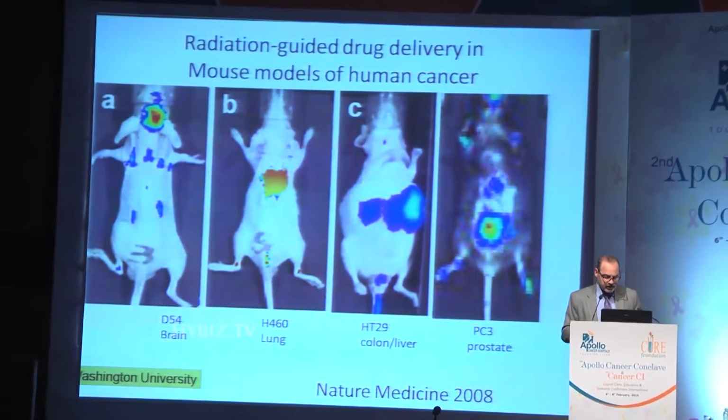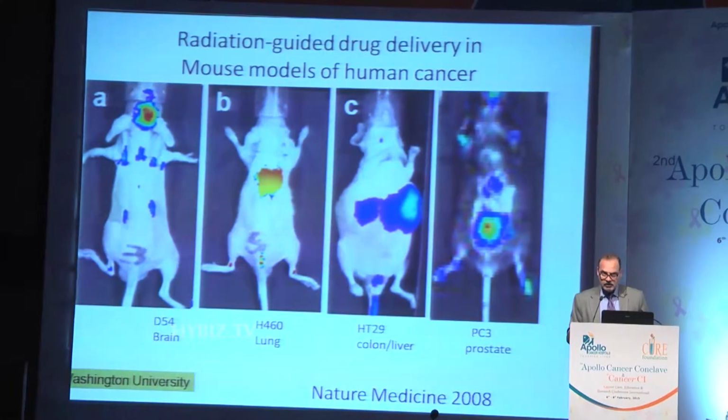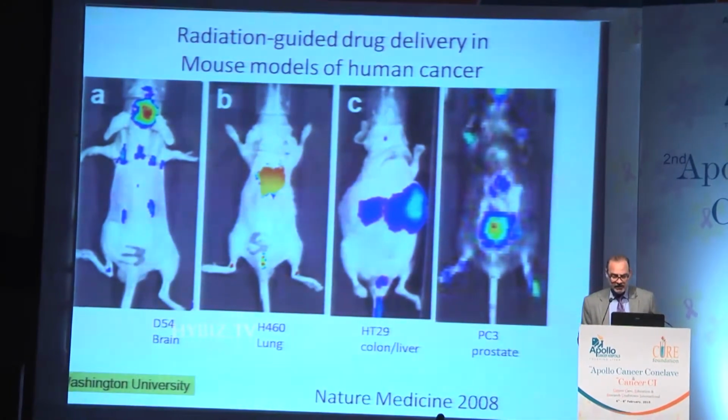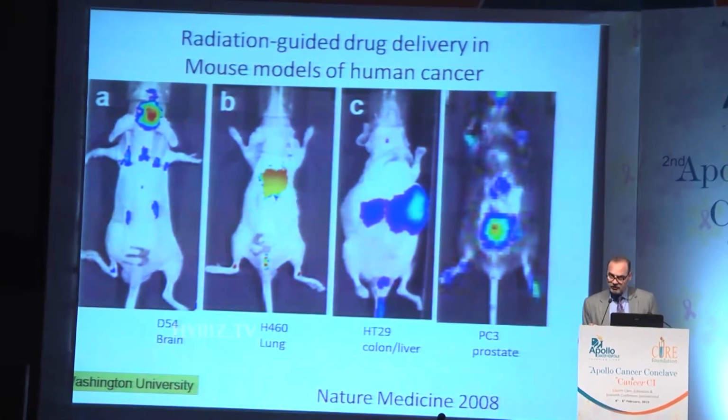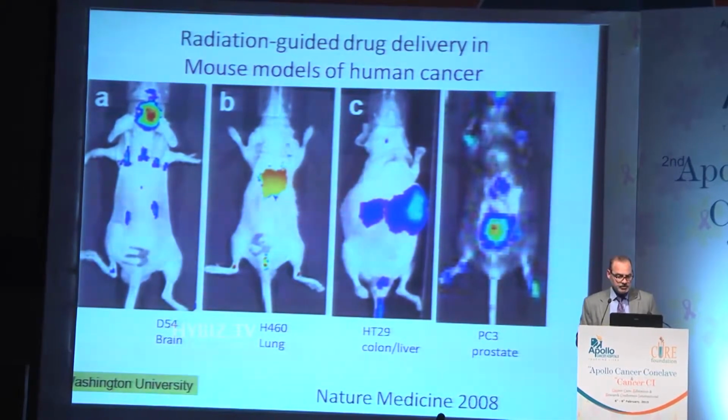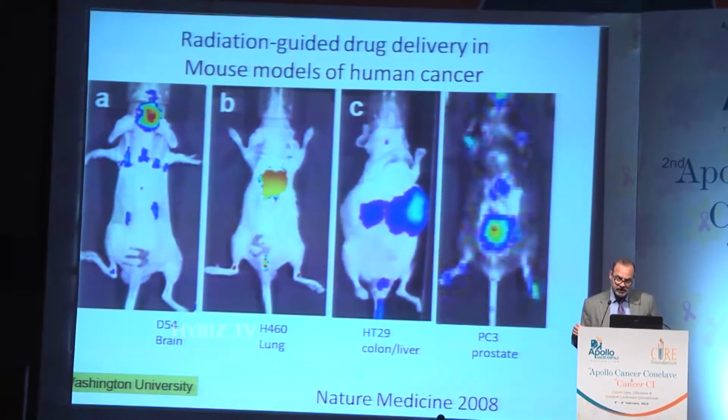This is one of our publications from Nature Medicine, where we looked at a variety of different cancers using nanoparticles that are targeted to these radiation-inducible antigens. This one in particular is called tax-interacting protein 1. When you treat a cancer with radiation, you get expression of these stress proteins. You then can target a nanoparticle to the inducible stress proteins.